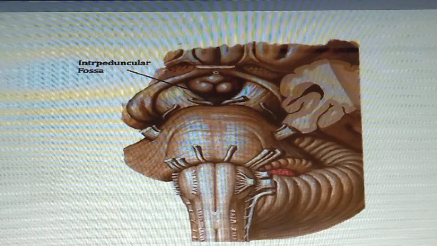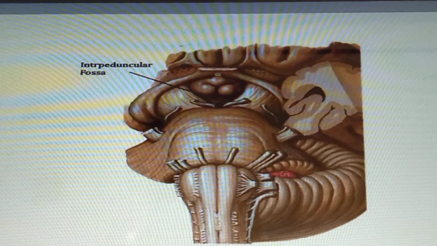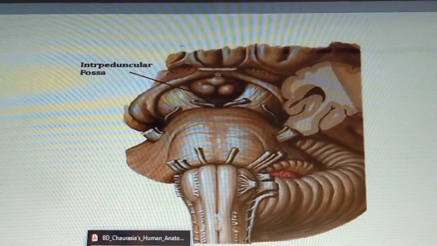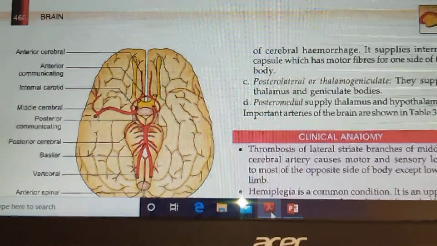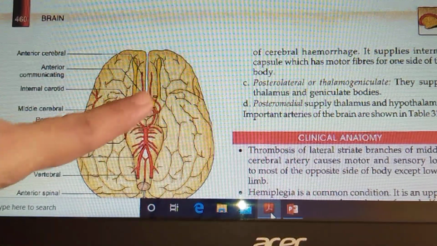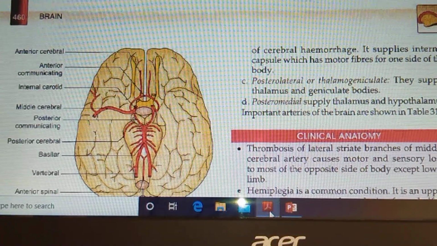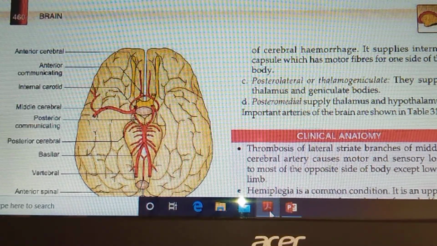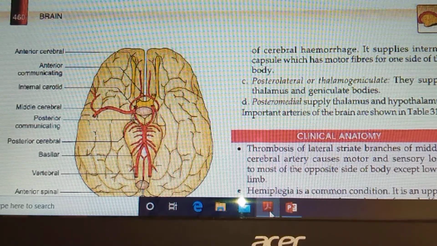Now at the level of this interpeduncular fossa, an arterial circle is located, that is called the circle of Willis. Here you can see the pons, and this is the area where the arterial circle is present. It is formed by the anterior and the middle cerebral branches of the internal carotid and the posterior cerebral branches of the basilar artery.